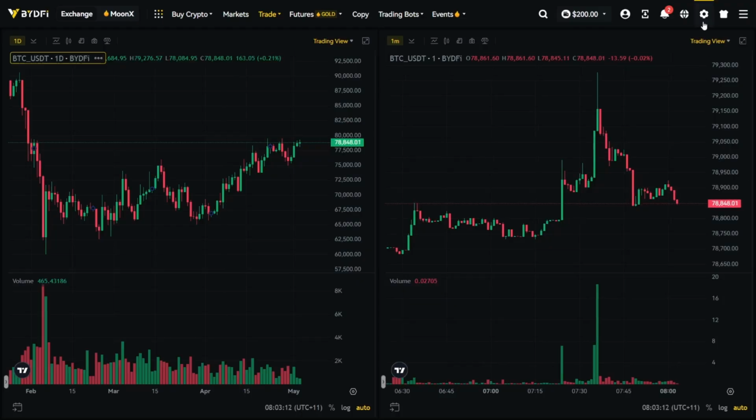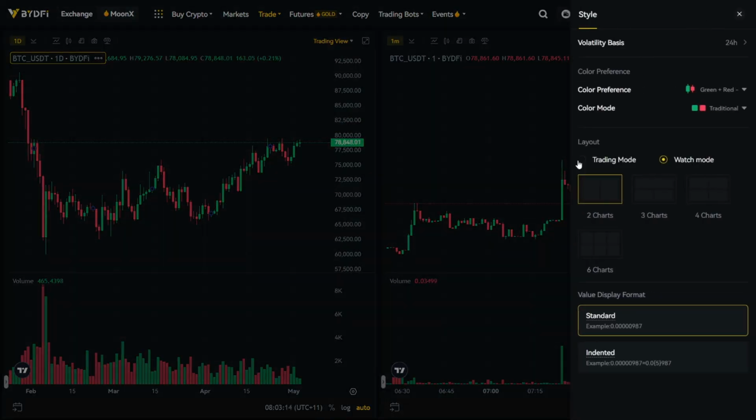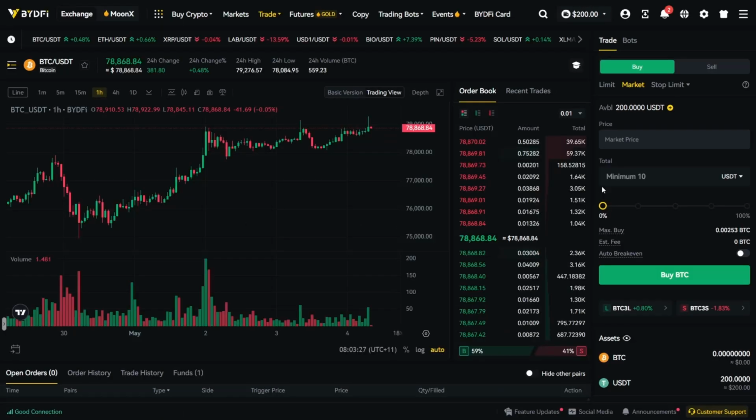Next, we're going to look at all the order types that we have on BYDFi. So let's head back to our spot trading dashboard. And first, we have a market order. A market order is the fastest option. It buys or sells instantly at the best available price, but the final price can be slightly different depending on liquidity. To the left, we have a limit order.